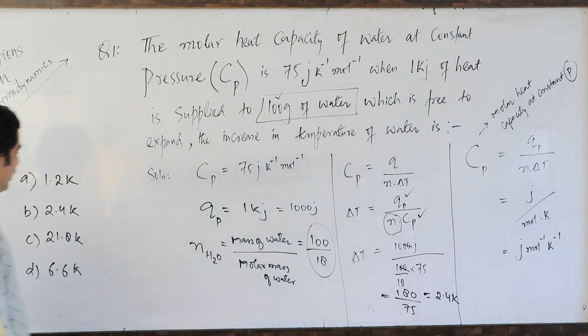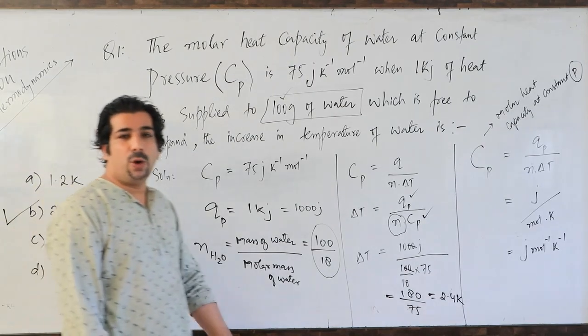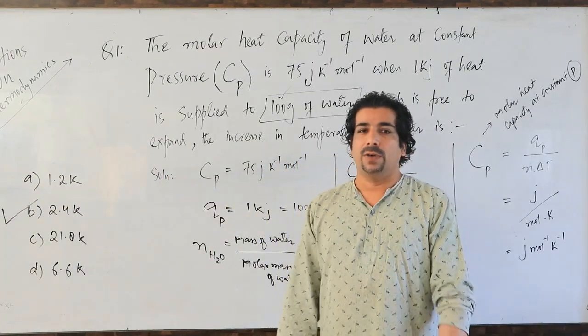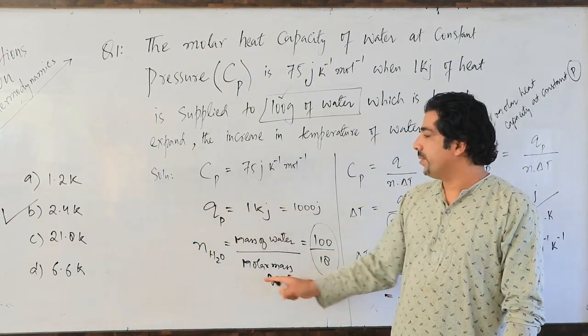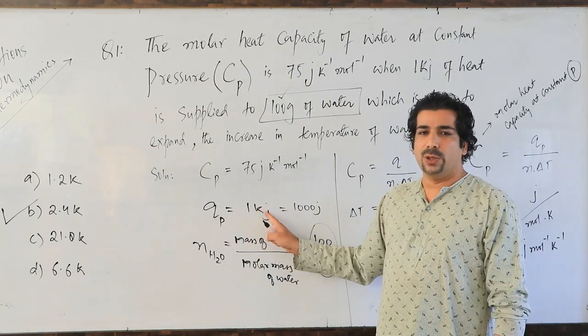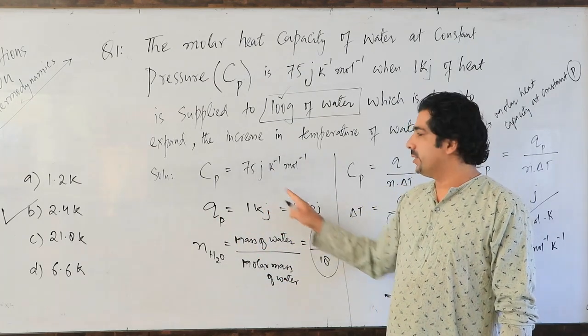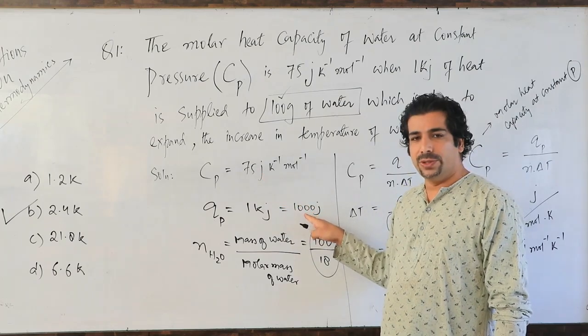So our answer will be, my dear friends, 2.4 Kelvin. I hope you have understood. I knew the molar heat capacity. QP was also given to me in kilojoules. I converted it into joules because this was in joules, so this should also be in joules.